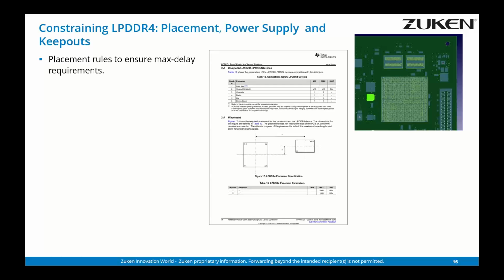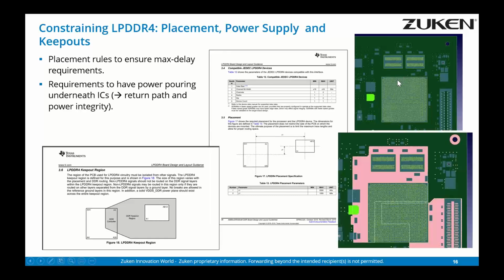Then you have to cope with different placement rules to ensure proper delay matching. So we have here the situation in this document from Texas Instruments, a minimum and maximum difference of the placement coordinates of the CPU and the memory device to ensure delay matching. And then the implementation here, we have one memory device on the real board. We have two memory devices, as well as requirements on copper pouring for the return path underneath the memory controller and underneath the memory itself. Here, the design guide, here's the implementation on the board.